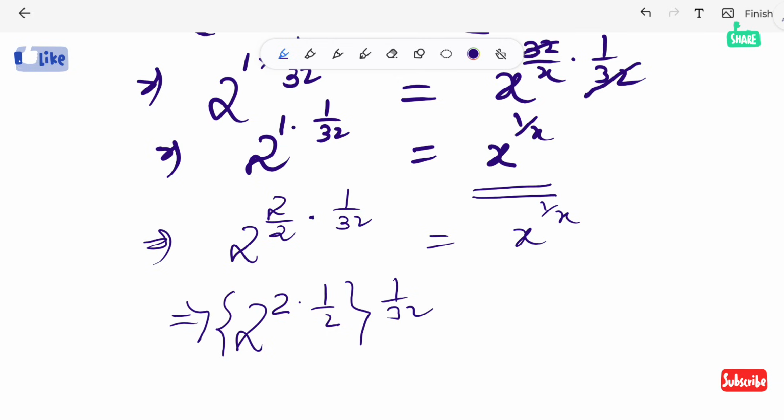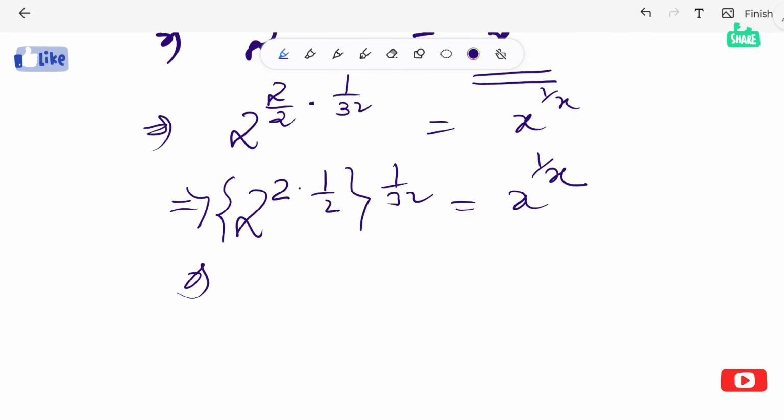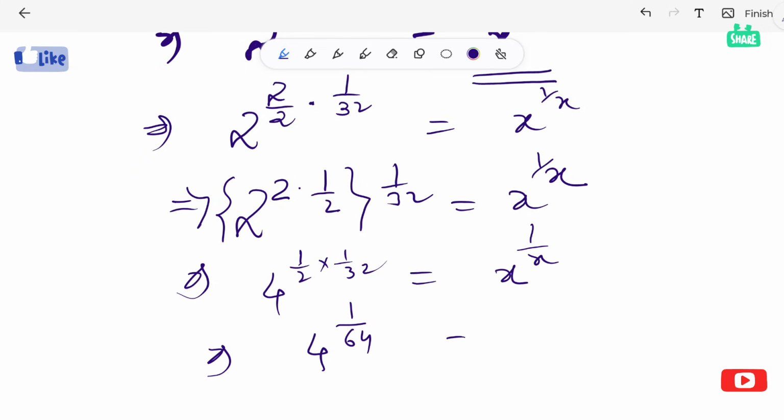Okay, now why am I doing this? Because this is the way of converting the left hand side similar to the right one. 2 to the power 2, that is 4, is there, and this 1 by 2 will be multiplied with 1 by 32, and it will be equal to x to the power 1 by x. Now 1 by 2 and 1 by 32, when multiplied with each other, 1 by 64 will be there, isn't it? I think you don't have any doubt as a student.